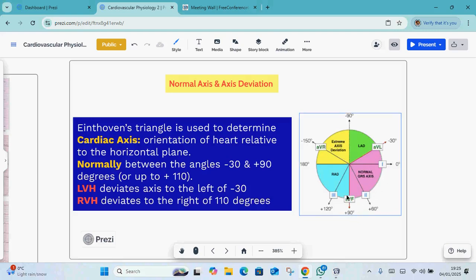It can go up to +110. Anything below -30 down to -90 is called left axis deviation, and from 110 up to 180 positive is called right axis deviation. Between 180 and -90, the yellow area here is called extreme axis deviation.